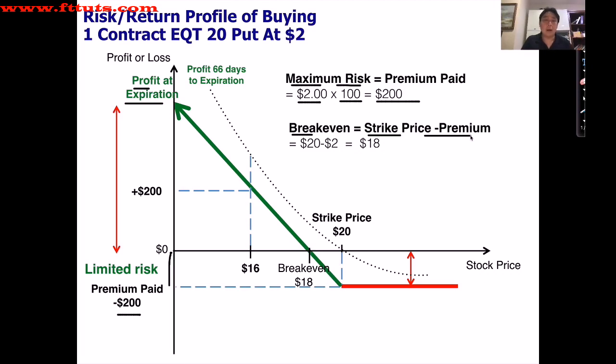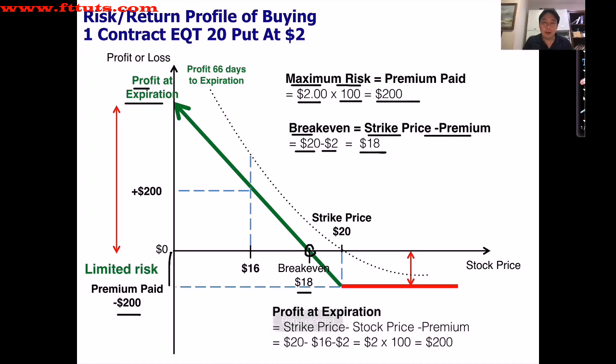In this case, $20 is my strike price. So I deduct the premium. So that's $18. So there we go, $18 over here. That is my break-even price. So currently the stock price is at $20. It has to go below $18 for me to make money at expiration. Because at expiration, I have to cover my premium beyond my strike price.